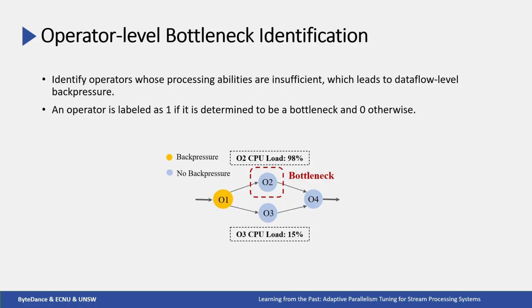Upstream operators under backpressure remain unlabeled since their altered data rates make accurate classification inconclusive. This method ensures accurate bottleneck identification by focusing on individual operators' capacity to handle their workload without being overly influenced by upstream dynamics.